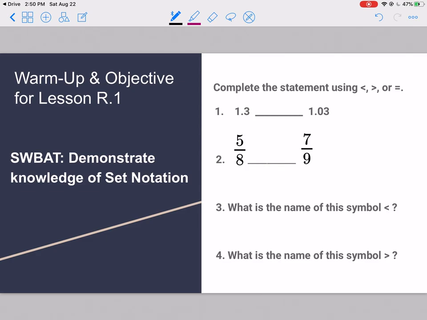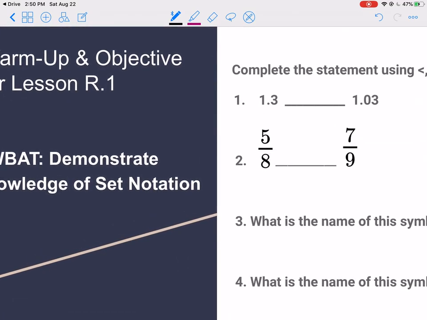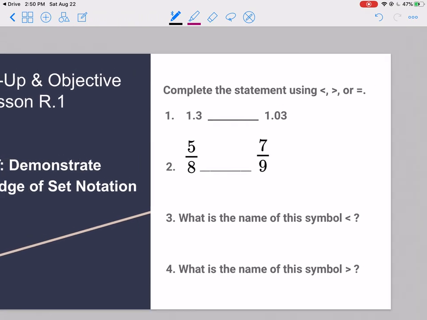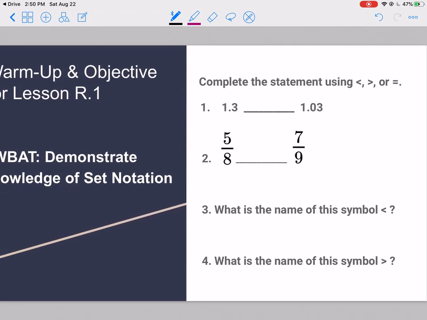Okay, so here this is just our objective that tells us we're going to demonstrate knowledge of set notation by the end of this. And here is our warm-up. So I would like you guys to go ahead and pause the video, take a minute to answer these questions, then you can come back and check your answers.